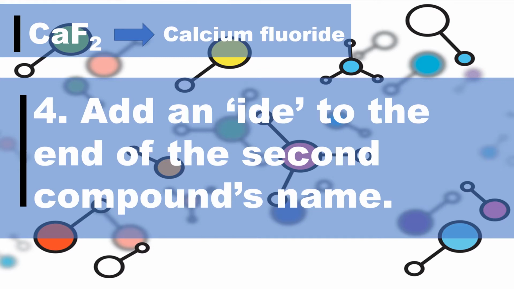On the last step, put an IDE suffix at the second element's name. For example, the given formula is CaF2, and the second element of the compound is fluorine. Just change or add the suffix IDE to fluorine, making it fluoride.